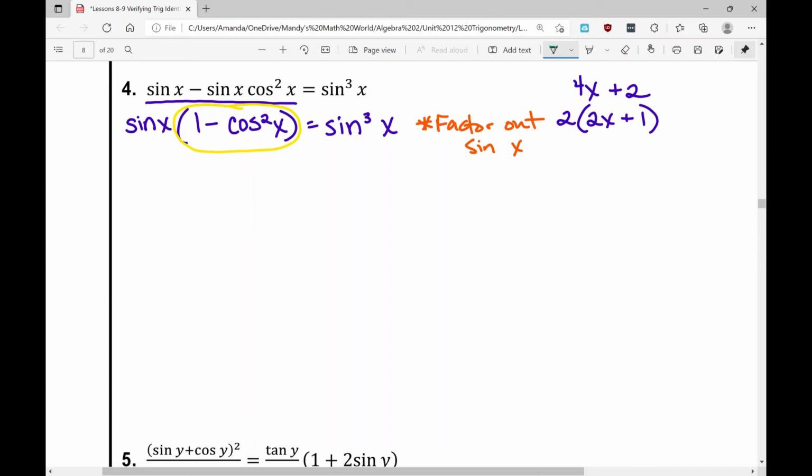Pay attention, that does not say cosine squared x minus 1. That's different. So if you're ever confused, I would off to the side write out your sine squared x plus cosine squared x equals 1, and then rearrange it. Now I can simplify. Sine x times sine squared x is sine cubed x.